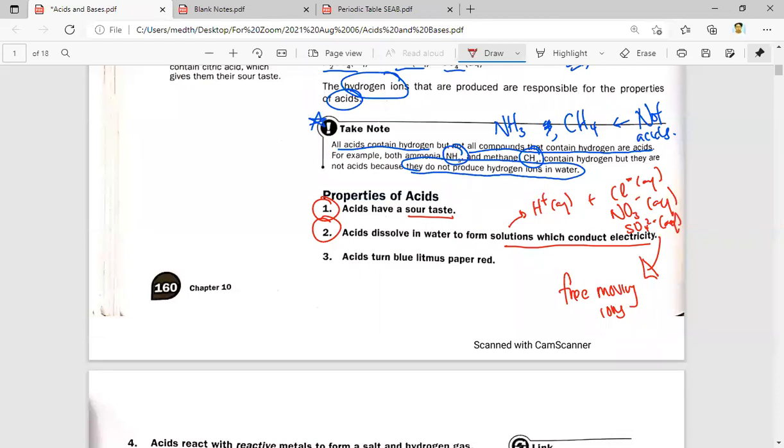Okay, so I say again, acids dissolve in water to form solutions which conduct electricity, because when they are dissolved in water, they actually have free moving ions which can help conduct electricity. Okay, next one, acids turn blue litmus paper red. I think this one, most of you are already aware of it, so I won't go through too much in detail.